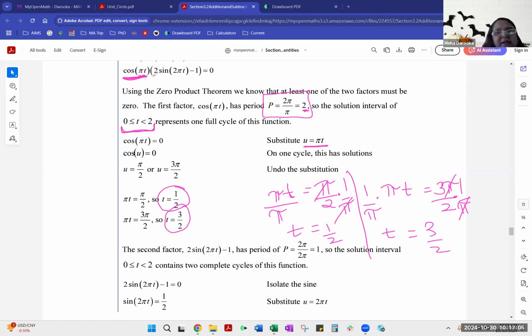Now, our second factor is this guy over here, which is the 2 times sine of 2 pi t minus 1, right? So again, looking at the sine function, you can see this has a b value of 2 pi. So again, finding the period.